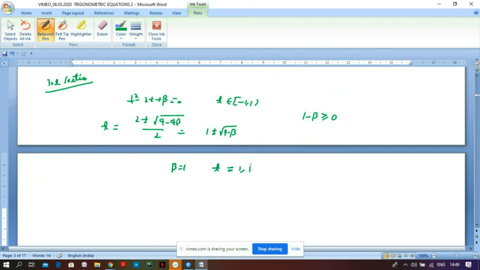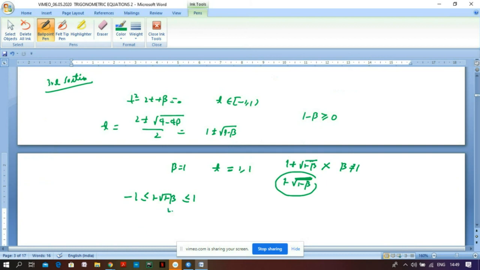And if beta is less than 1, then one of the roots is 1 plus root 1 minus beta and the other is 1 minus root 1 minus beta. Of course, beta has to be less than 1, so this root will be positive. So this root exceeds 1, it won't work. So the only root that is left is this. It means you want this root to belong to negative 1 to 1. And so you will write that negative 1 is less than or equal to 1 minus root 1 minus beta, which is less than or equal to 1.